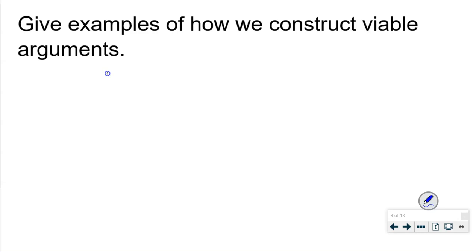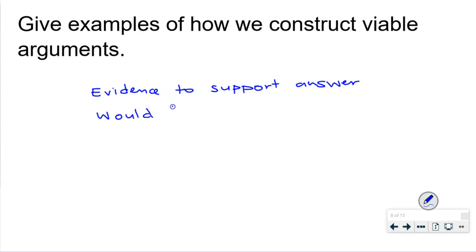Okay, let's come back together now. I want you to give me some examples of how we've constructed viable arguments. Who has something for me? Seth? You use evidence to support your answer. Whenever we use evidence to support our answer. Love that. Like today's warm-up, right? When I had you choose which one you would pick, and then you had to justify it. Would you rather? What else? What are some other examples?